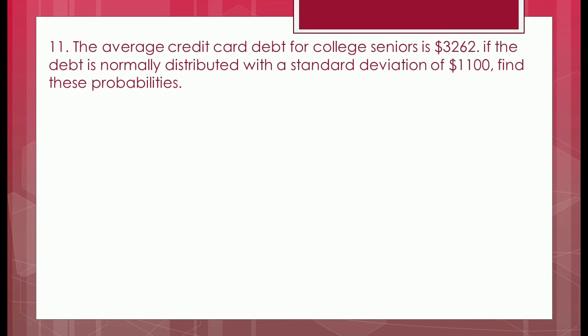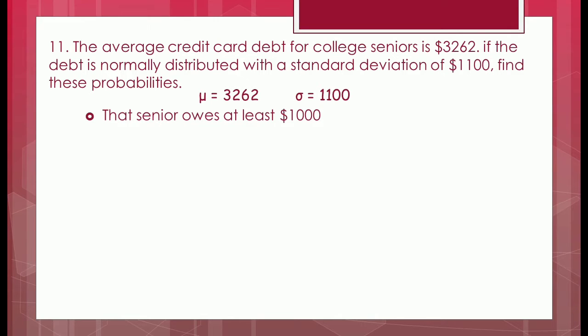For item number 11, we have the average credit card debt for college seniors is $3,262. If the debt is normally distributed with a standard deviation of $1,100, find these probabilities. So we have the mean equal to 3,262 and a standard deviation of 1,100. We have to find that a senior owes at least $1,000. So our x will be 1,000.